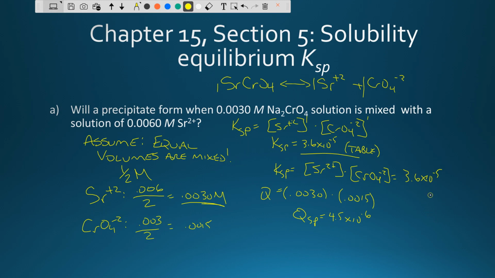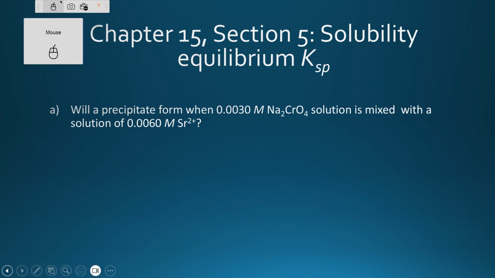Who's bigger? When I see my K_sp, I see that I have 3.6 times 10 to the negative 5, and I see 4.5 times 10 to the negative 6. My Q value is less than my K value, so no precipitate. Okay? So that's all we have to do. 4.5 times 10 to the negative 6 is definitely smaller than anything times 10 to the negative 5.